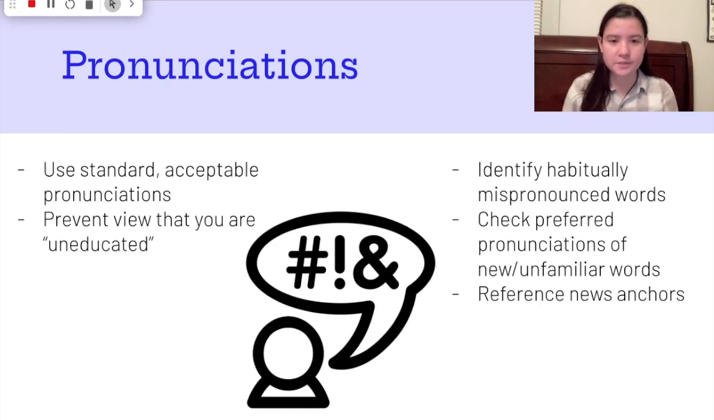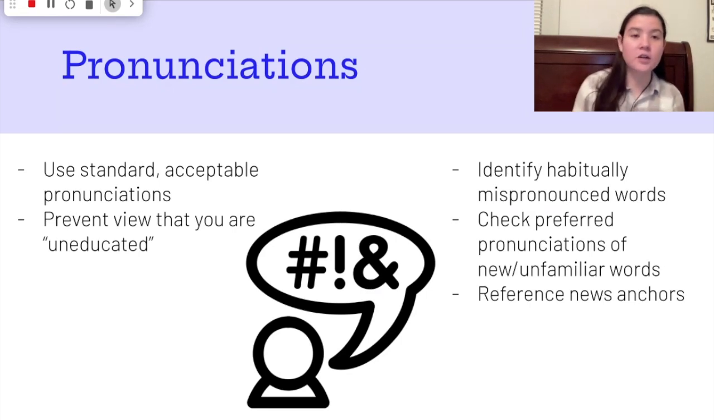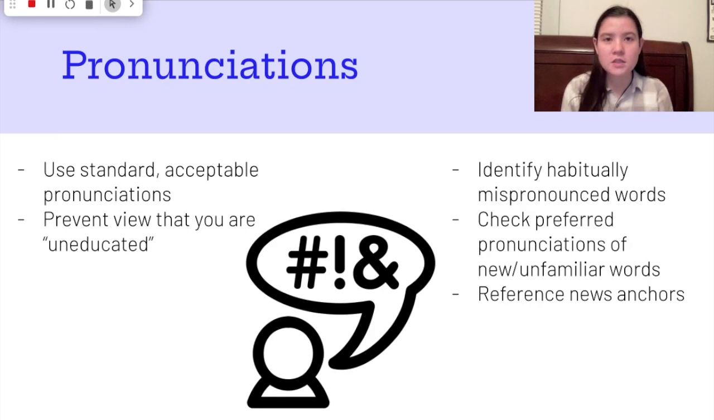So some ways you can do this is, if you know that you have some of these words that are habitually mispronounced according to the standard pronunciations, as you're preparing for your speech, practice saying these in the more common and acceptable ways so that it is not as distracting for your listeners. Now, if you're encountering new or unfamiliar words, look up pronunciations. If there are multiple pronunciations, try and find what is the most common and preferred.